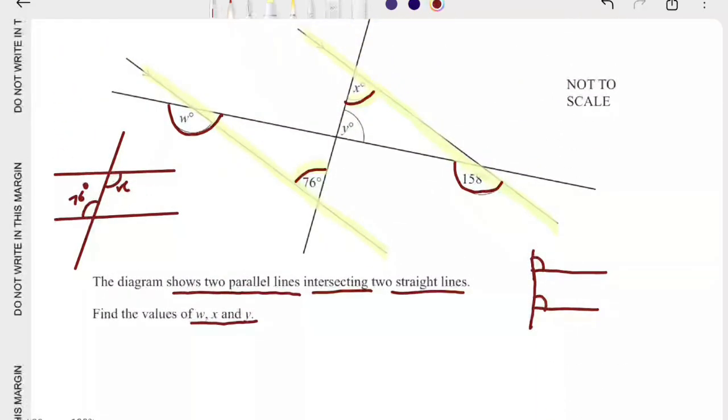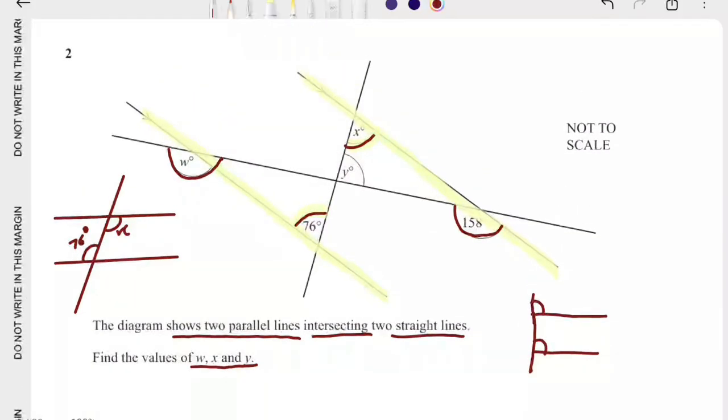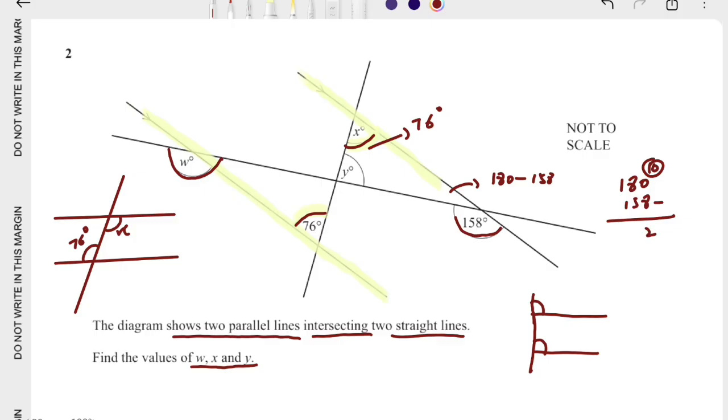Now for y, this angle is 76 degrees. Now check, this is a straight line. So this angle would be 180 degrees minus 158. So we'll minus it. 180 and 158. We take one carry, it would be 10, 2, and here would be 7, and 7 minus 5 is 2. So this angle would be 22.